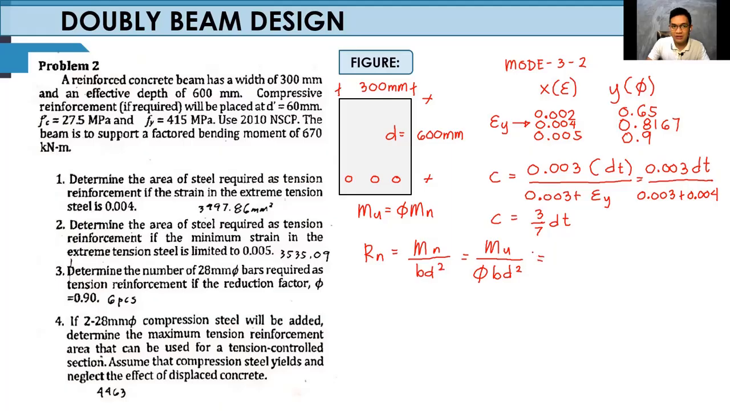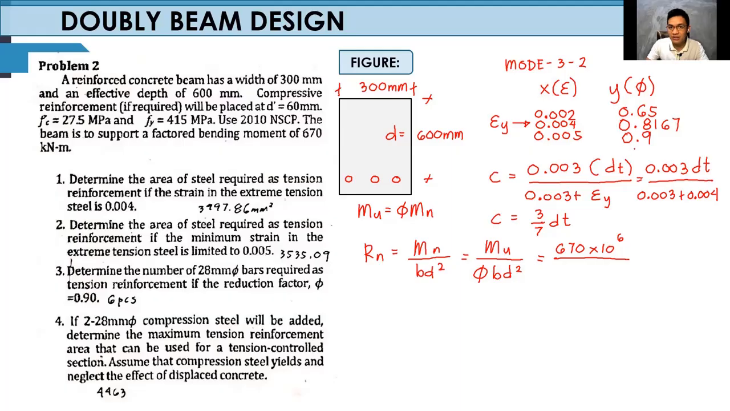Ayan siya. So, dito, ilagay lang natin yung Mu 670. Take note na Mu siya kasi factored na siya. Pag Mn, hindi pa yun siya factored. No? Nominal pa yun siya. Okay, so multiply natin ng 10 to the power of 6 para maging Newton millimeter siya.